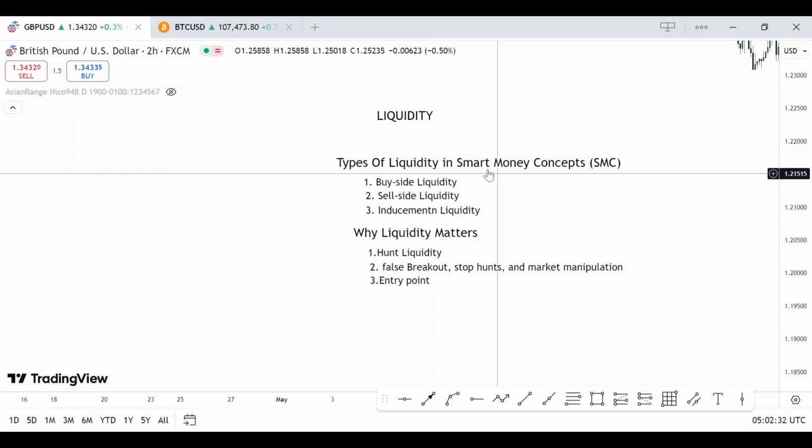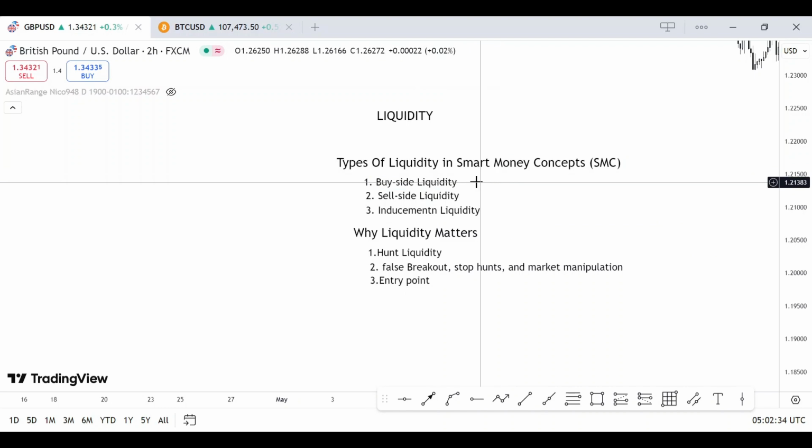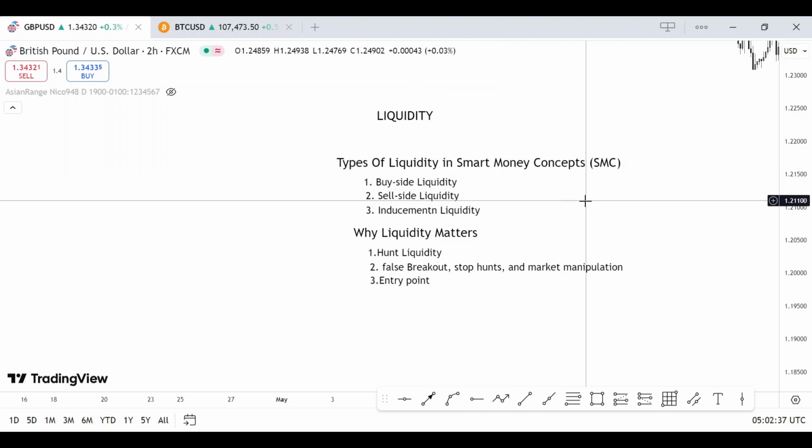So what is buy side liquidity? Buy side liquidity is usually found above resistance levels or swing high levels. Retail traders place their sell stop orders expecting a reversal, but smart money pushes price up to grab those buy stop orders and then moves to the downside. I will show you an example of that.